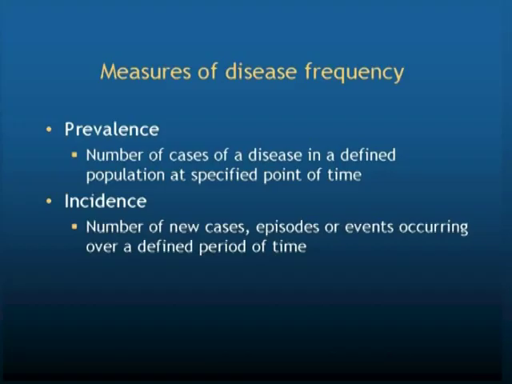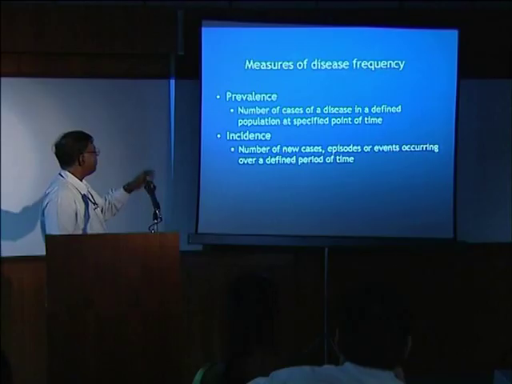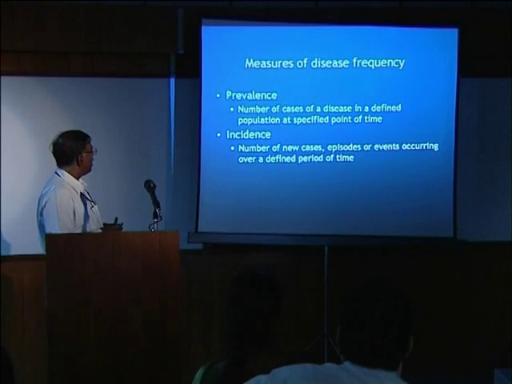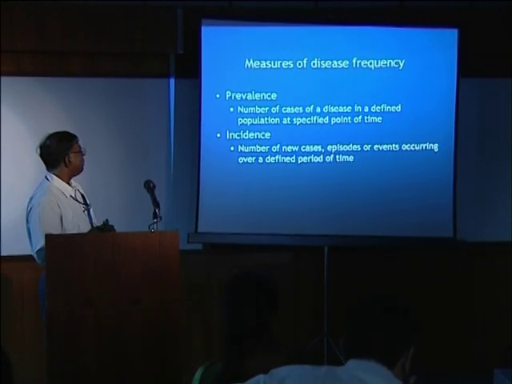Okay, so I'll quickly introduce you to 2 measures, prevalence and incidence. Okay, now prevalence is the number of cases of a disease in a defined population at a specific point of time. See, it is like a snap photograph, not a video like this. Suppose I take a snap photo and then find out how many people are sleeping. Okay, that's prevalence. Suppose 2 or 3, how many? That's the numerator, and the denominator is the total number of participants. That's a prevalence.